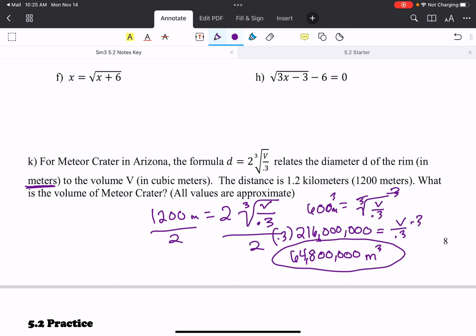I'll erase it later. All right. Anything else with that? That is the answer. Make sure you have the unit of measure.